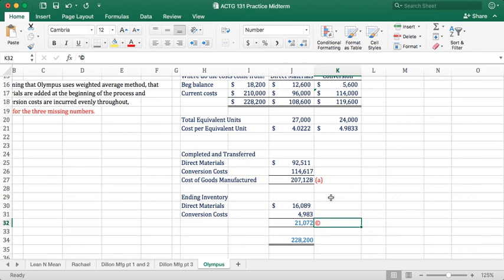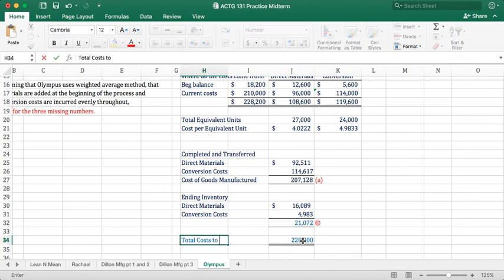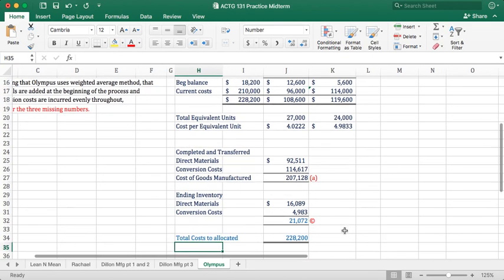So that is C, and this is A. And this is our reconciliation total. Total cost to account for, or total cost allocated. All right, let's see if you can see it all. So with that being said, this is the solution.